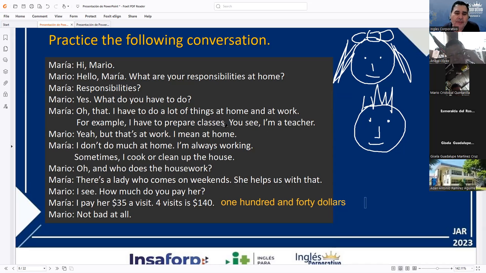I have to do a lot of things at home and at work. For example, I have to prepare classes. You see, I'm a teacher. Yeah, but that's at work. I mean, at home. I don't do much at home. I'm always working. Sometimes I cook or clean up the house.